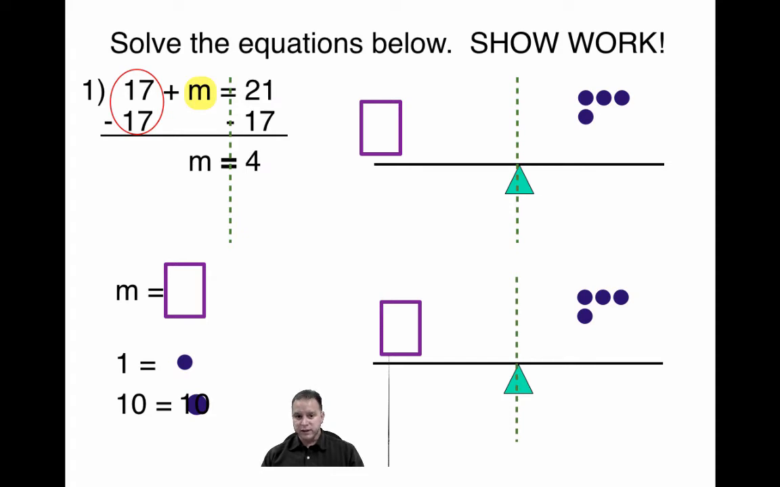21 minus 17 on the right side is 4. So we get the same answer algebraically. M equals 4. If you plug m back in, sorry, tongue twister, you should get the same answer. So if we do 17 plus 4, do we get 21? Yes. That's a way to check your answer and make sure that your answer is reasonable.